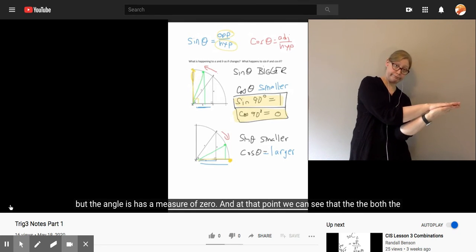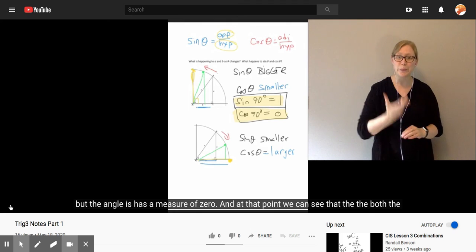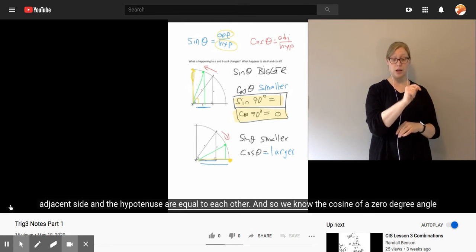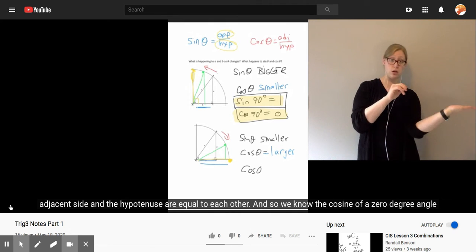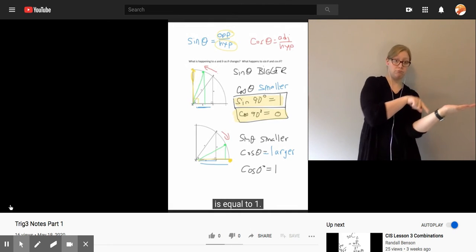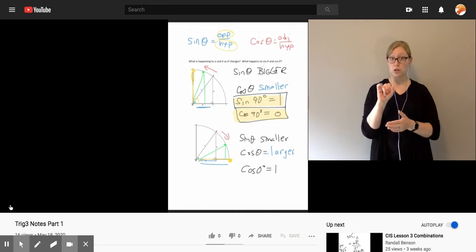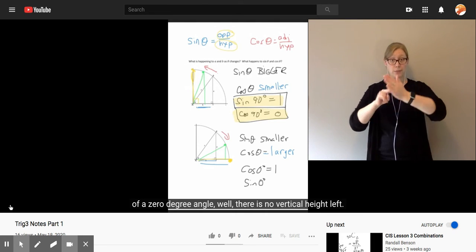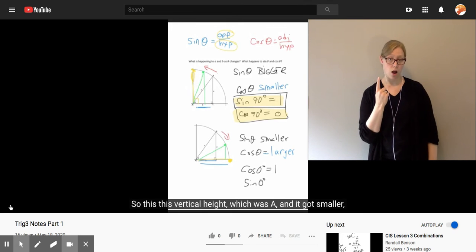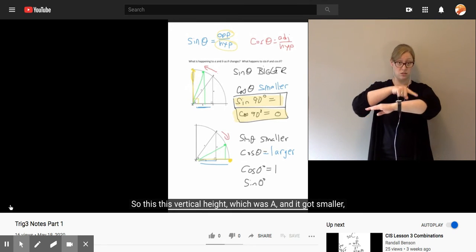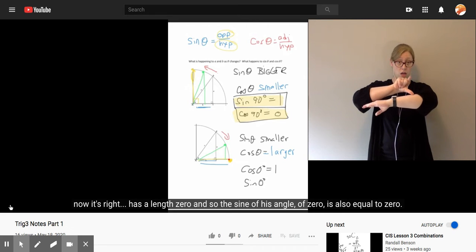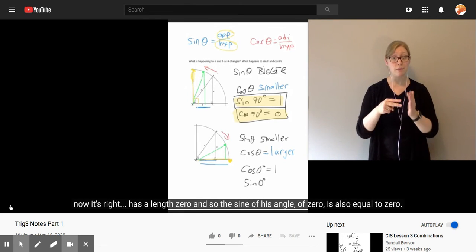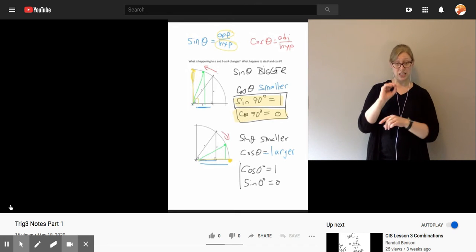And at that point, we can see that both the adjacent side and the hypotenuse are equal to each other, and so we know the cosine of a 0-degree angle is equal to 1. And the sine of a 0-degree angle, well, there is no vertical height left. So this vertical height, which was A, and it got smaller, now has a length of 0, and so the sine of an angle of 0 is also equal to 0.